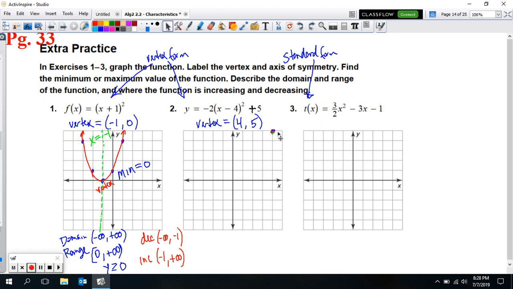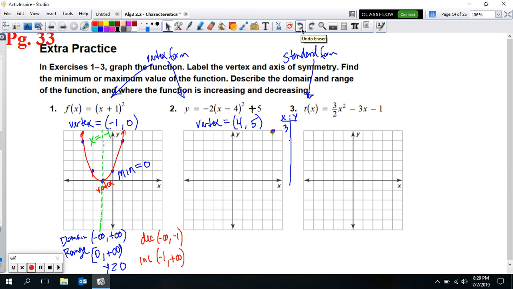Now the next thing we want to do here is get these other points. Now since this one does have a 2 in front, it's not going to be the same shape. In fact, because that 2 is more than 1, it would actually be going narrower, a thinner graph than this one over here. So what we could do is just a table of values. So we could just do a little quick table of values, x and y. We can pick a number for x to be. Let's go ahead and just pick 3.